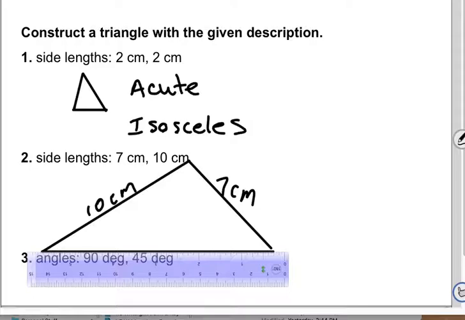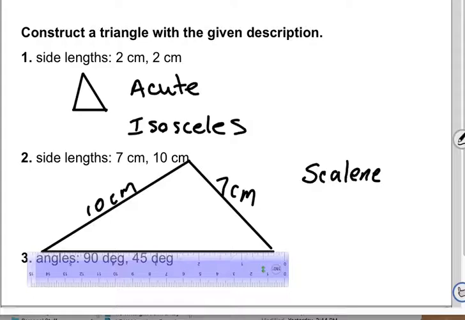Madison says that is a scalene triangle. Why, Madison? Because not all sides are equal. Scalene, not all sides are equal. Do we know anything else about it, Joey? Joey says it's acute. Right. It does appear to be an acute triangle. I wouldn't know for certain without measuring.